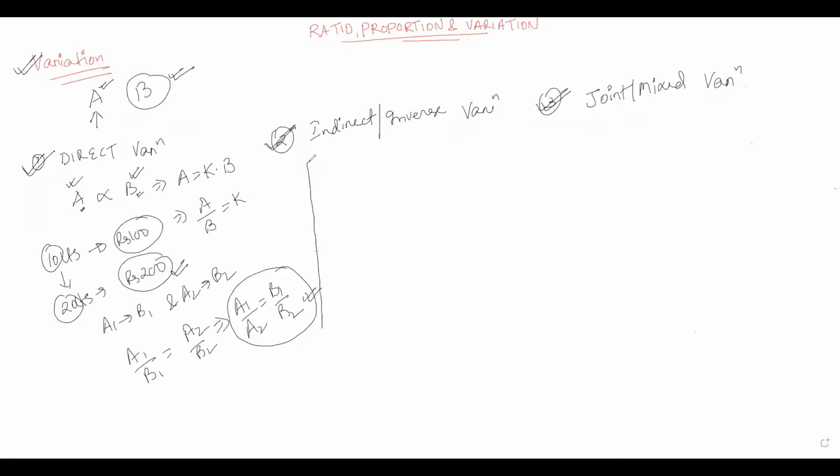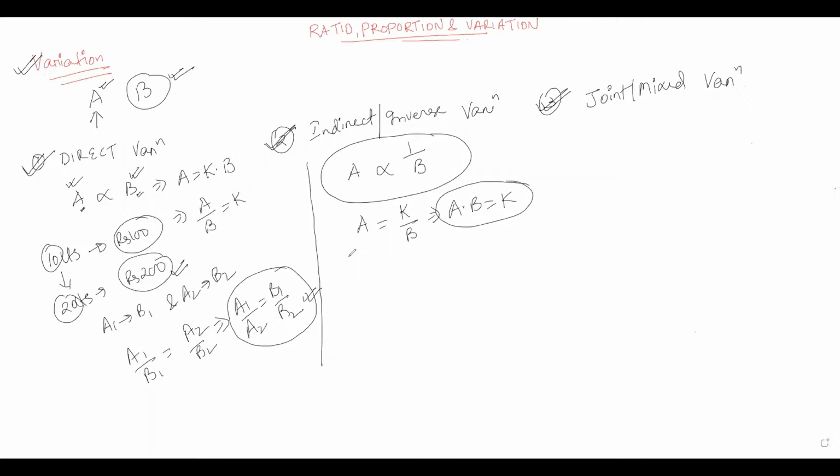In a similar way, in case of indirect variation, if there are two quantities A and B such that if A is increased in a certain ratio, then B gets decreased in the same ratio and vice versa, then we say that A varies indirectly to B, and we can write it as A equal to some constant upon B, or A into B is that constant.